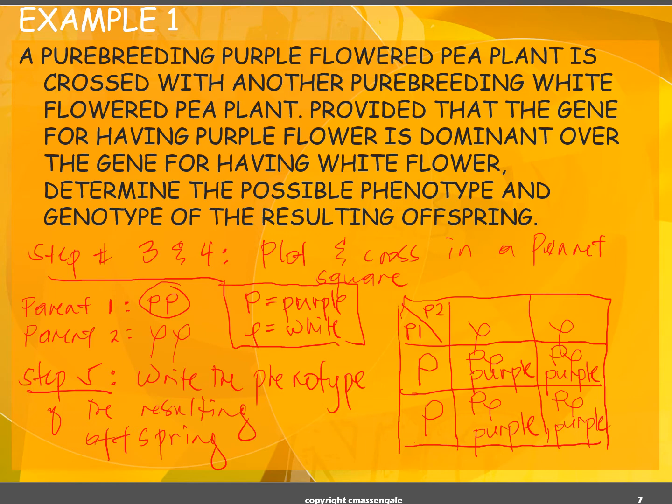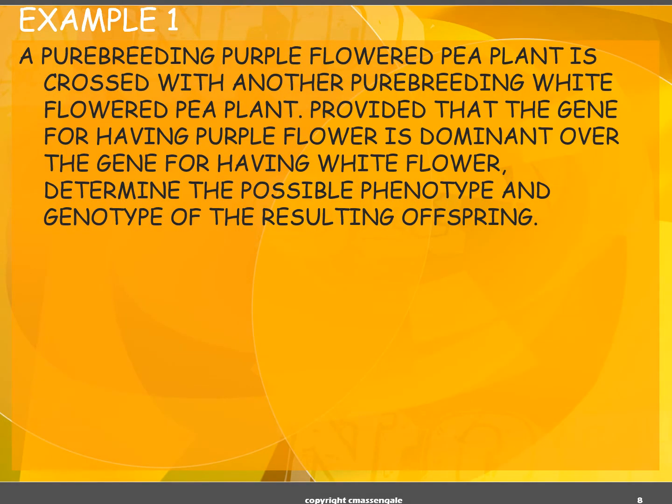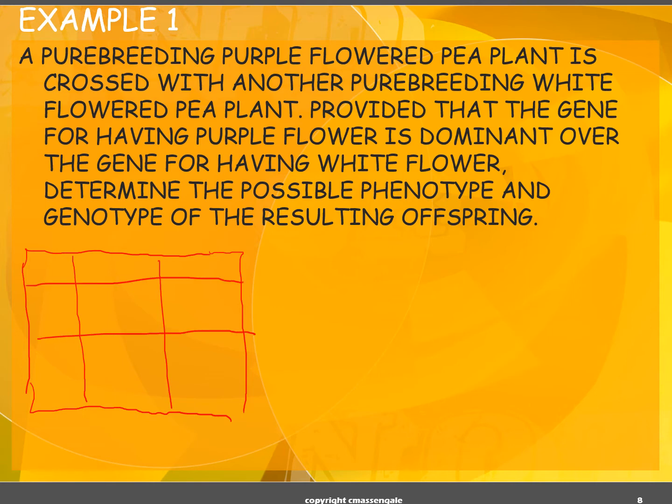Okay? Now, let's continue with the last two steps, which are step 6 and step 7. For step 6 and step 7, we need to have a copy of the Punnett square that we had done for steps number 3, 4, and 5. So let me just construct the Punnett square here again.